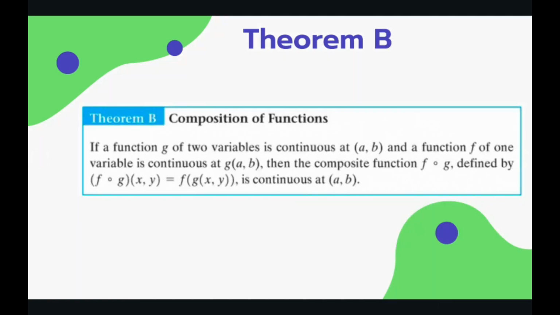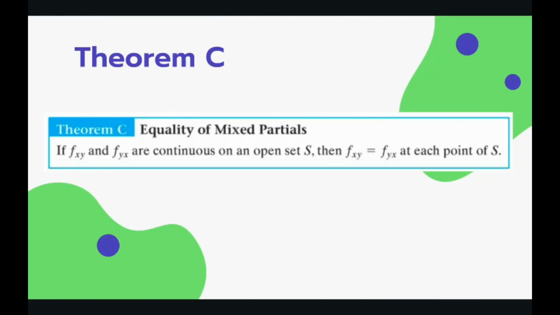Next, theorem B, composition of functions. If a function g of two variables is continuous at (a, b), and a function f of one variable is continuous at g(a, b), then the composite function f∘g, defined by (f∘g)(x, y) = f(g(x, y)), is continuous at (a, b). Theorem C, equality of mixed partials. If f_xy and f_yx are continuous on an open set S, then f_xy is equal to f_yx at each point of S.